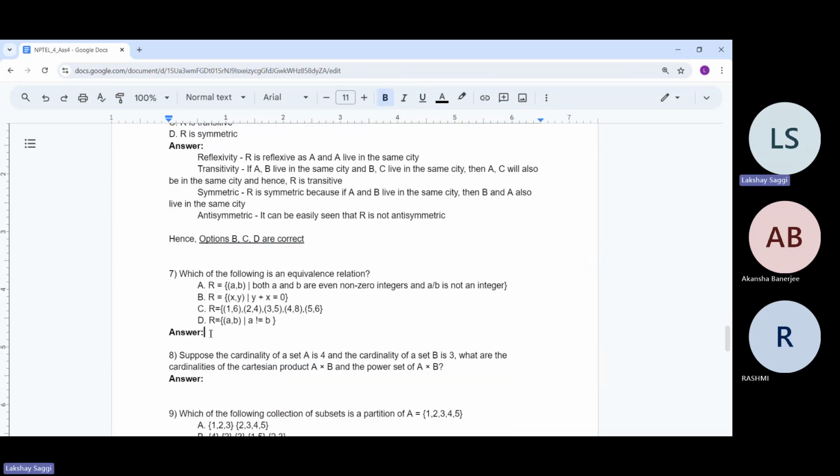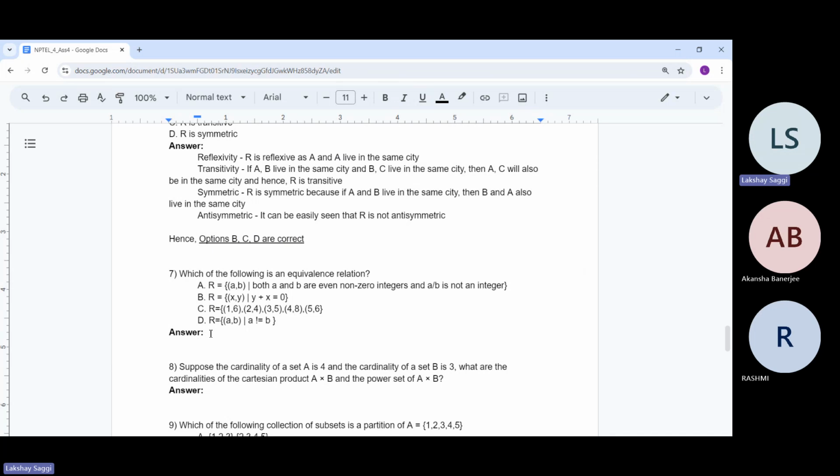Okay, then I hope it's clear to everyone. Let's go to the seventh question then. The seventh question asks us which of the following is an equivalence relation. Okay, now it's an interesting question. We are given four options and we have to identify which of the following are equivalence relations, right? The first one says that R is the elements of the form A, B, where both A and B are non-zero integers and A by B is not an integer.